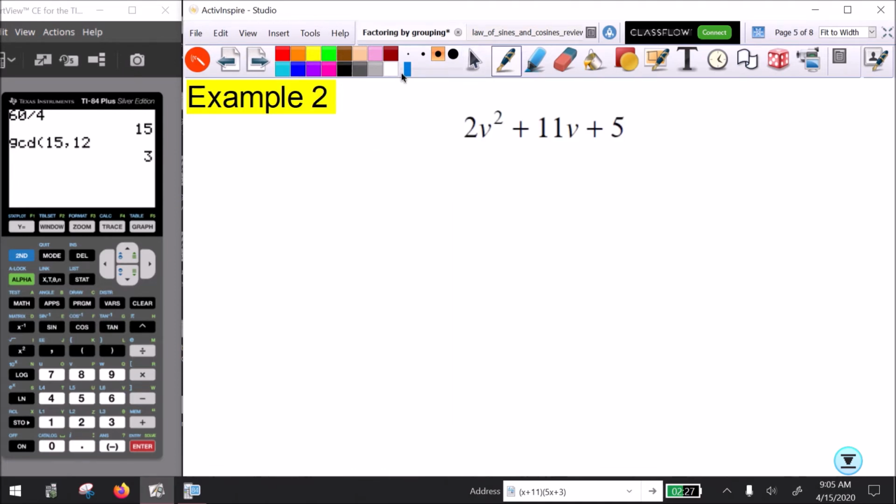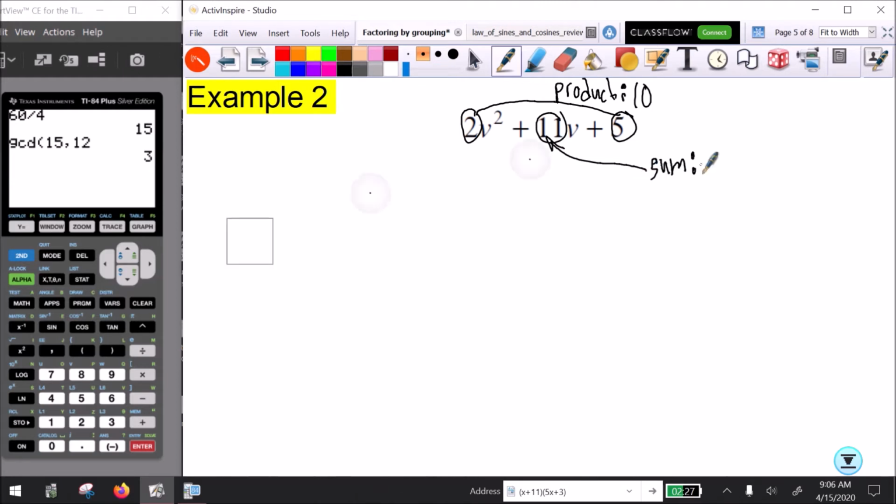Alright, so again, we begin this method. Our goal is to factor this as a product of two binomials. We begin by multiplying the leading coefficient and the constant at the end. These have a product of 10, and we have this number in the middle. That's the number that we want our pair to add up to. So we're looking for a pair of numbers that have a product of 10 and a sum of 11.